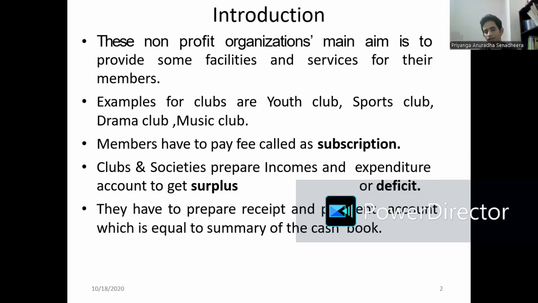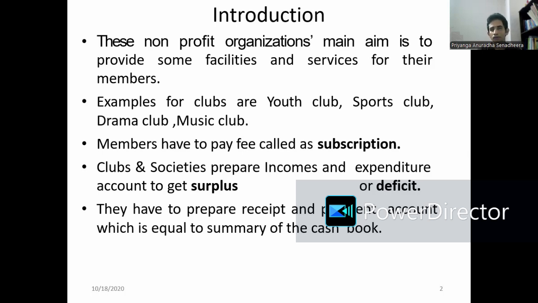Their main intention is not to earn profit. We have learned the income statement, or we must have prepared the sole trader statement of comprehensive income. In those, what we did was to earn profit, so they are profit making organizations. But this is not a profit-making organization. Non-profit making organization clubs have as their main intention to provide services for their members for a membership fee, which is known as subscription.